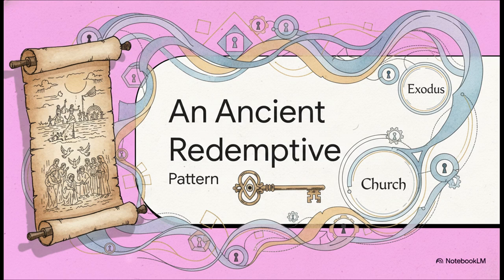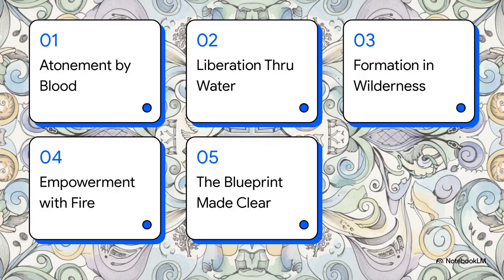It's like a master key that unlocks the connection between events that are separated by centuries, from the Exodus all the way to the birth of the church. So here's our game plan. We're going to break this blueprint down into 4 clear steps: atonement, liberation, formation, and empowerment. We'll look at each one, see how it plays out, and then at the end, we'll put it all together to see the whole amazing picture.